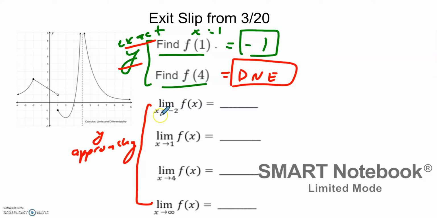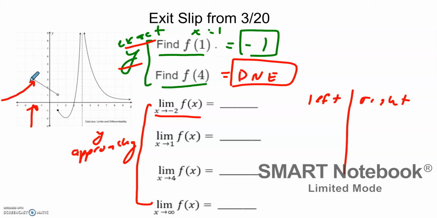So if we look at the limit as x is coming to negative 2, we need to consider both the left and the right sides of the limit. So if we're coming towards this x value of negative 2 from the left, the y value we're approaching is 3. If we're coming from the right, the y value that we're approaching is also 3, which means that my limit exists and it is 3 because the limits from the left and the right are the same.